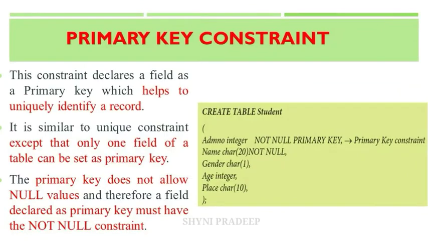Okay. Next one is primary key constraint. This constraint declares a field as a primary key, which helps to uniquely identify a record. It is similar to unique constraint except only one field of a table can be set as a primary key. The primary key does not allow null values, and therefore a field declared as primary key must have the not null constraint. In this example, the admin number field has been set as primary key and therefore will help us to uniquely identify a record. It is also set not null, therefore this field value cannot be empty.